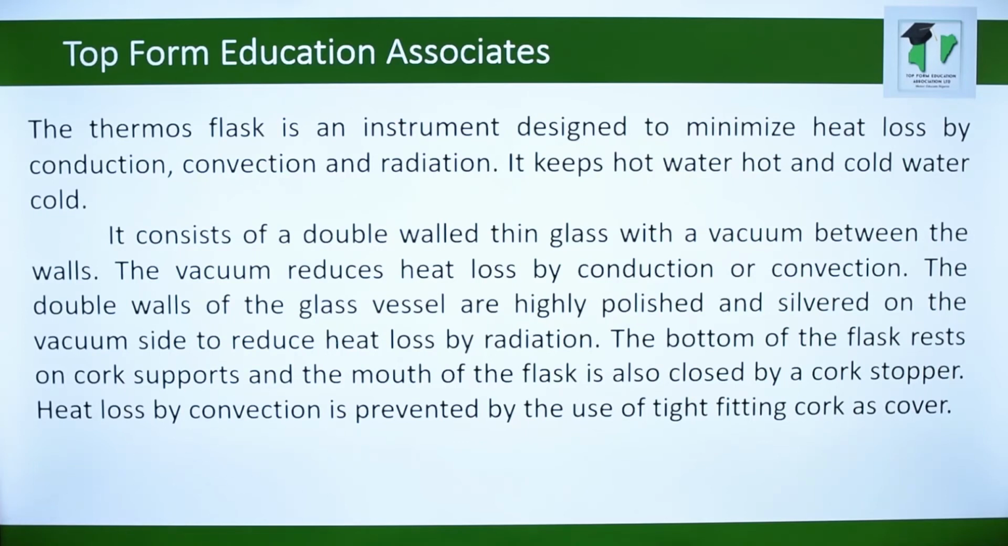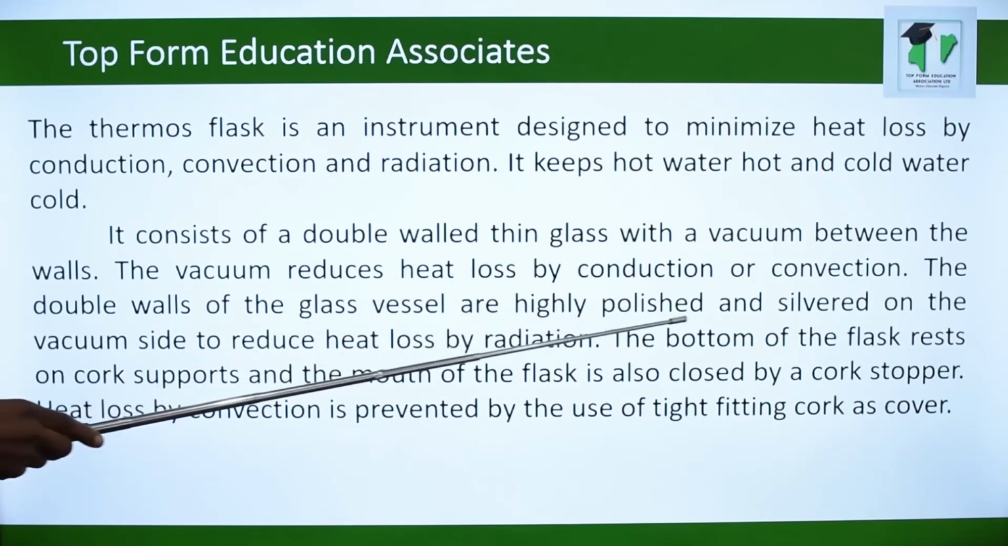It is highly polished and silvered on the vacuum side so as to reduce heat loss also by what? Radiation. So it tries to reduce heat loss by radiation because of the highly polished and silvered nature of this double wall. The vacuum reduces heat loss by conduction, as I've said before, because it will not touch the metal casing, and by convection, because there's no air in between them.